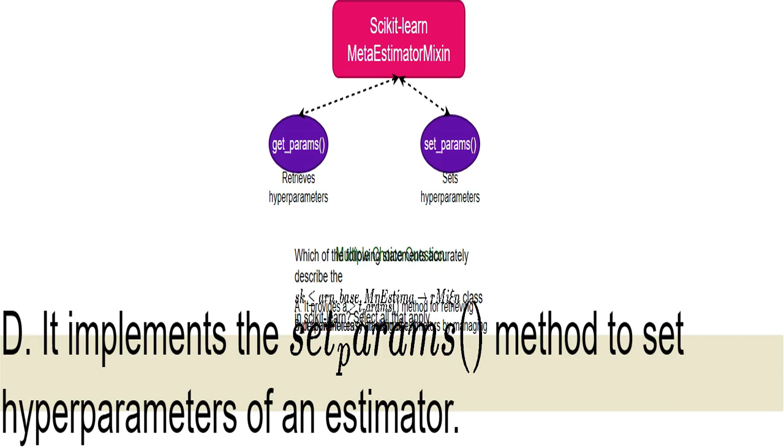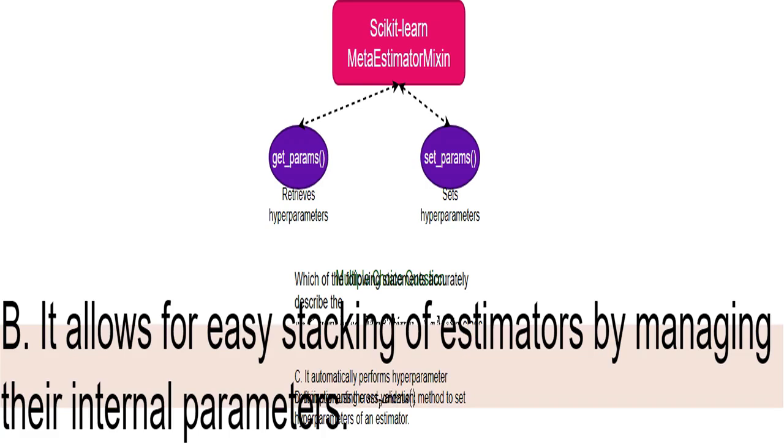_set_params. In Sklearn, _set_params is used to modify the hyperparameters of an estimator. We're determining if MetaEstimatorMixin offers this capability. This option suggests MetaEstimatorMixin helps in stacking estimators. Stacking means combining multiple estimators, models. While MetaEstimatorMixin deals with parameters, it doesn't directly perform the stacking itself. Other Sklearn tools handle that.